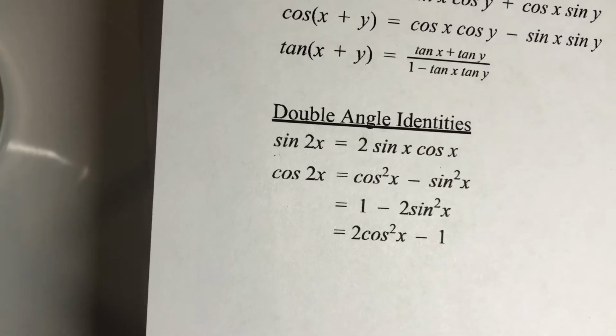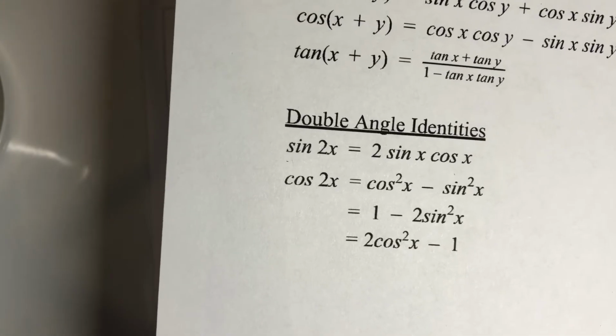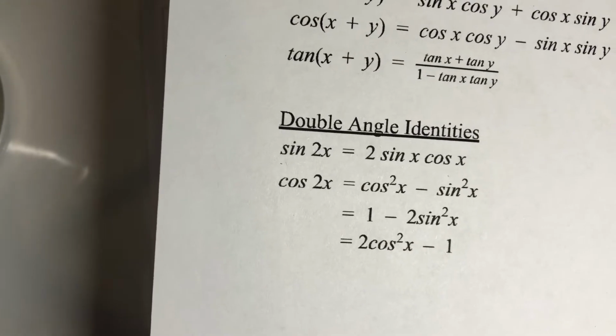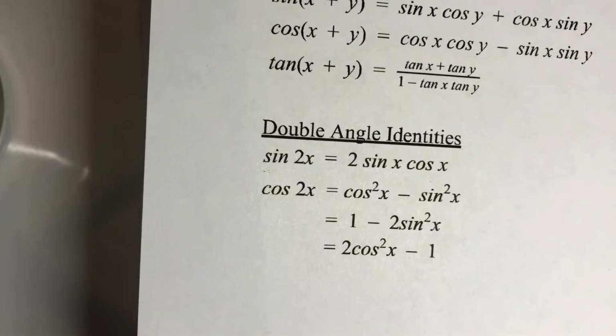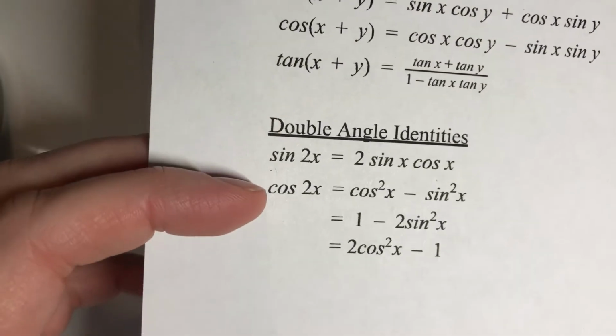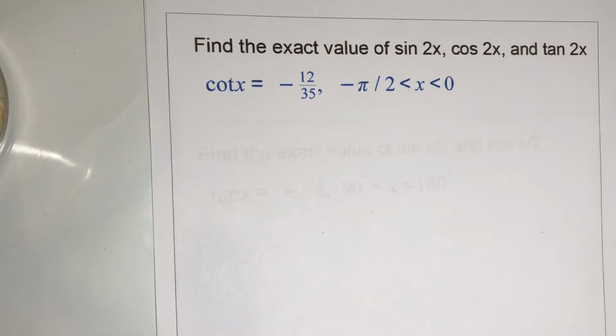For cosine of 2x, you have 3 options to choose from. And for tan 2x, I don't have it over here. But we do know that tangent is the same as sine divided by cosine. So if you knew these two, to find tangent, you would do whatever you got for sine divided by whatever you got for cosine. So these are the examples that we're going to start with today.